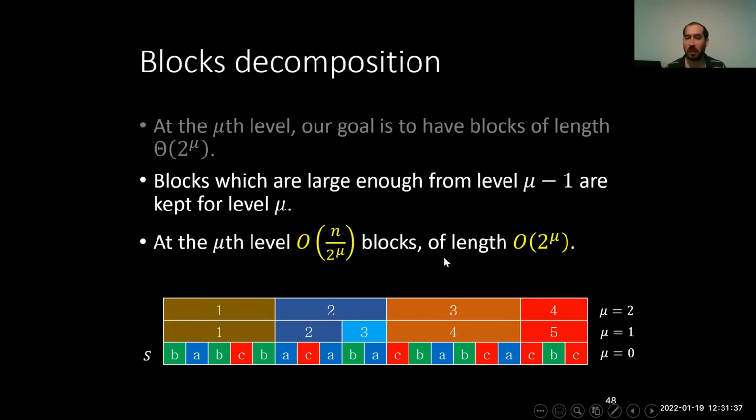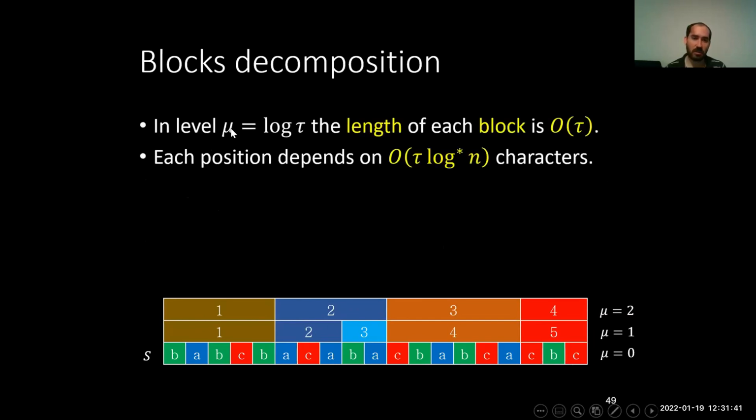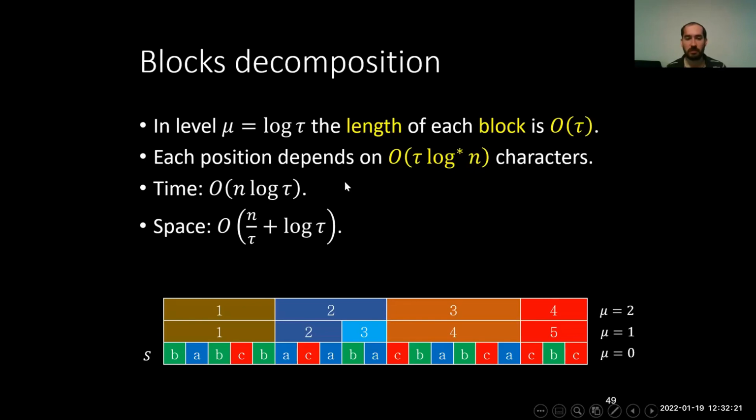And then we just look at level mu equals log of tau, which gives us that the size of each block is bounded by tau as we want, and we have n over tau blocks, which is how much space we have. Now each position, if we think about the last level, depends on log star n characters in the previous level, but the characters in the previous levels are blocks of length order of tau, and therefore each position depends on tau times log star n characters, which is almost what we want, but not exactly the same. And the construction time here is n times log tau. There is some calculation there in the paper, which is not so important now.